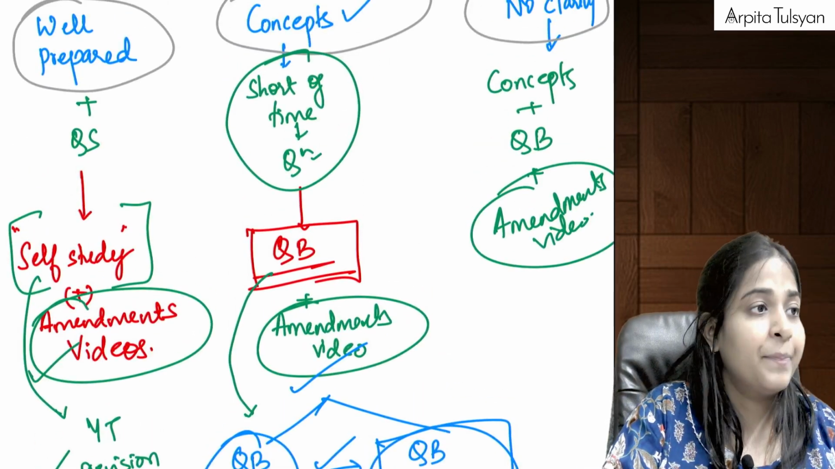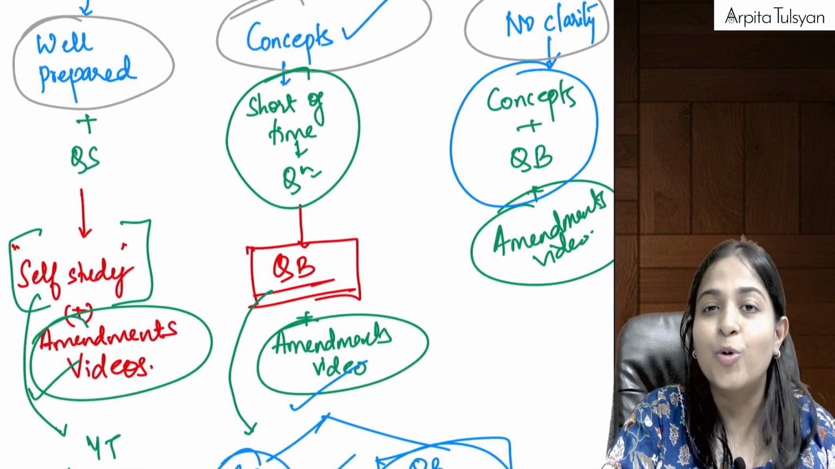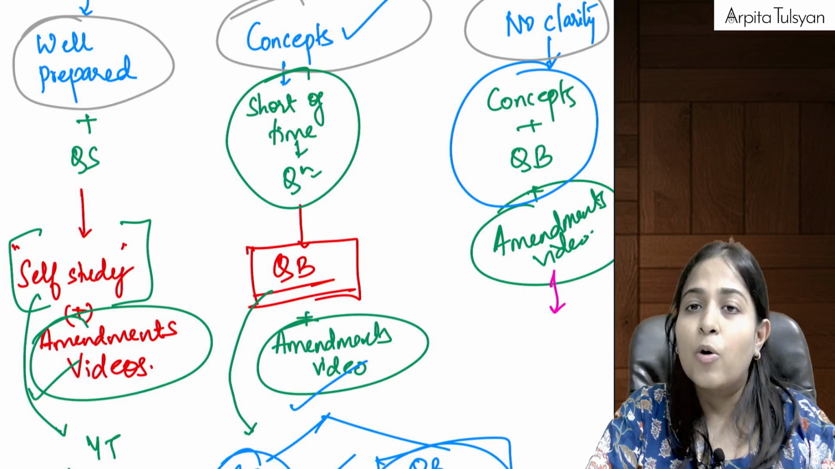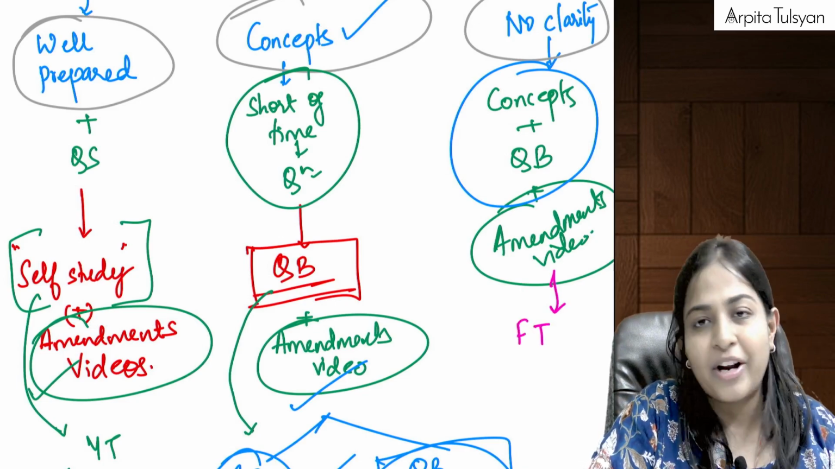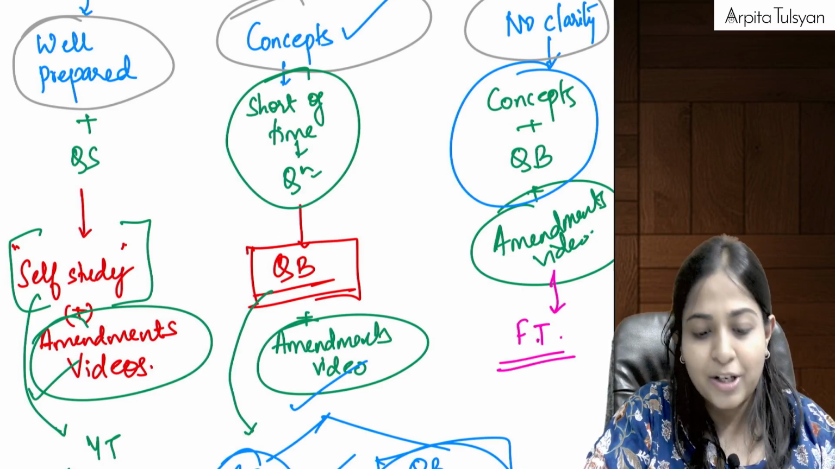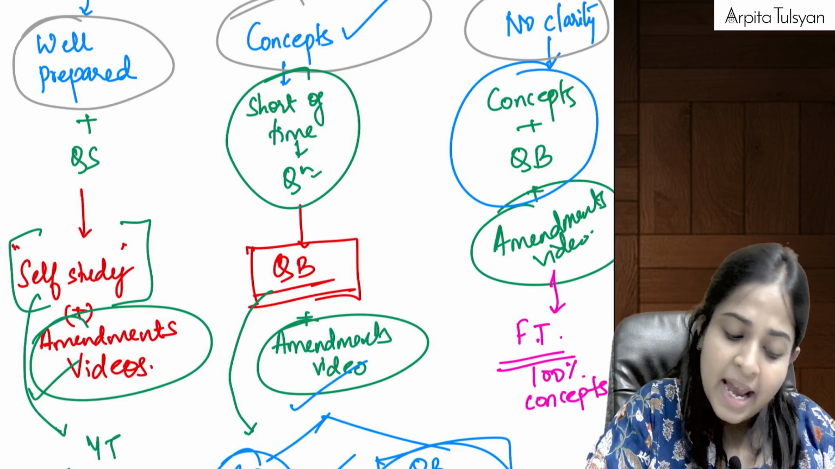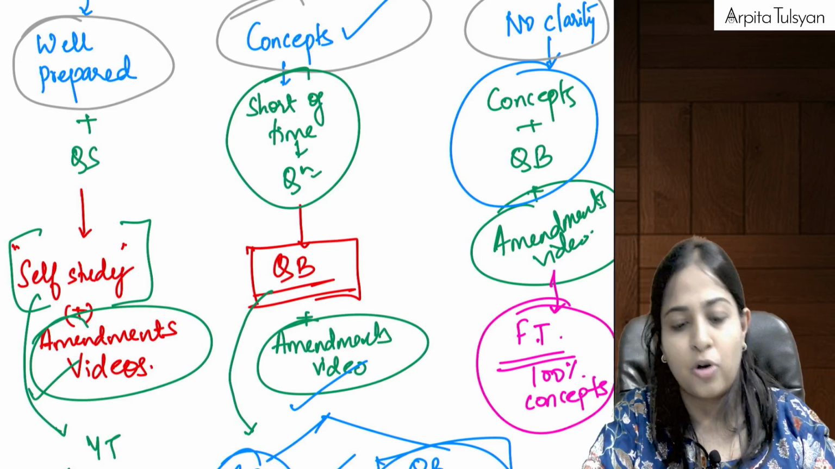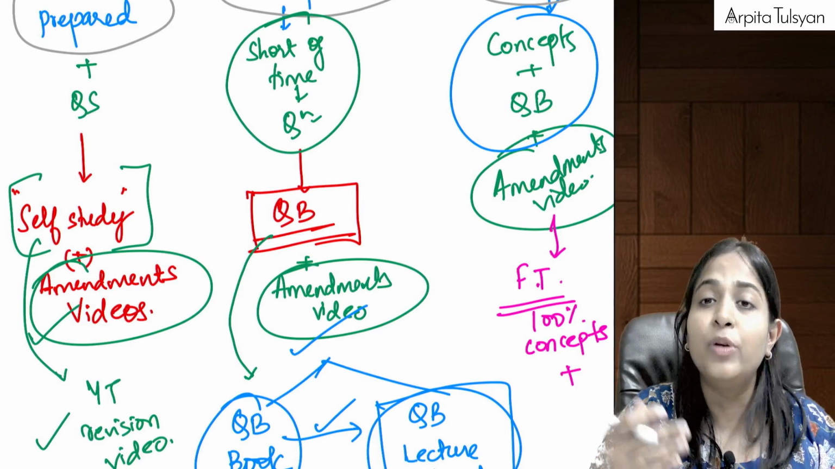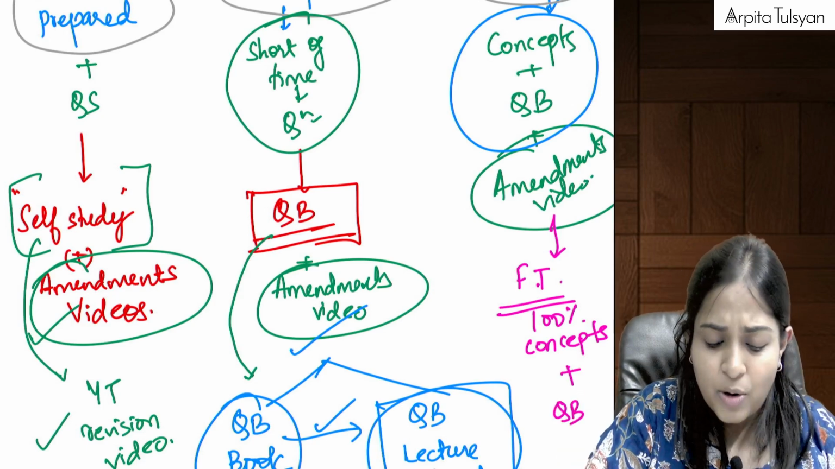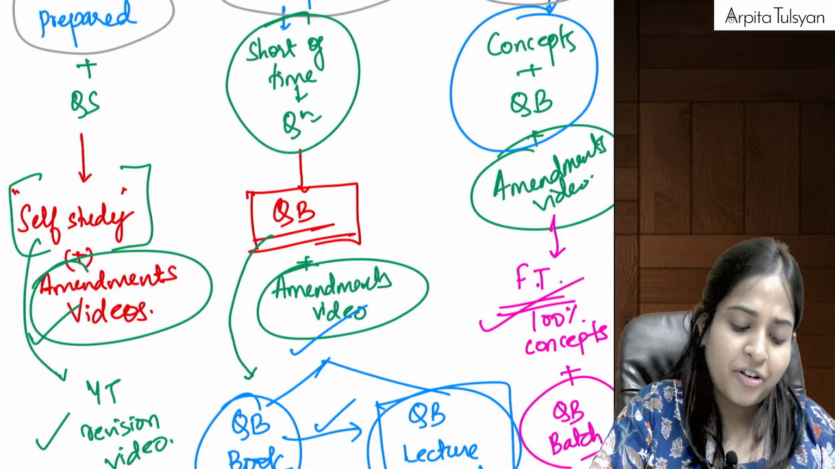And lastly, ma'am, no conceptual clarity. Then in that case, we need to go through the concepts also. Now, considering the time, you can go with the fast track batch. In our fast track batch also, 100% concepts are covered. I don't cut short things there. Additionally, if you think that you need to do the question bank with me, then you have the question bank batch also available.